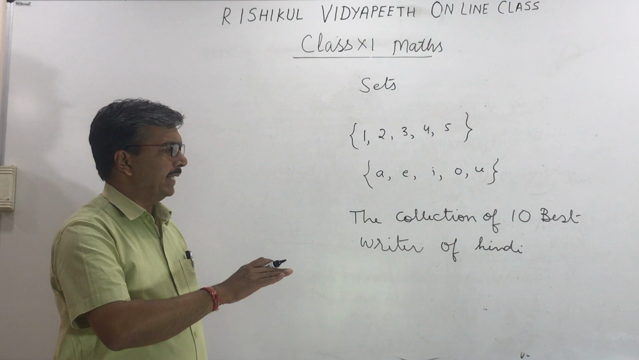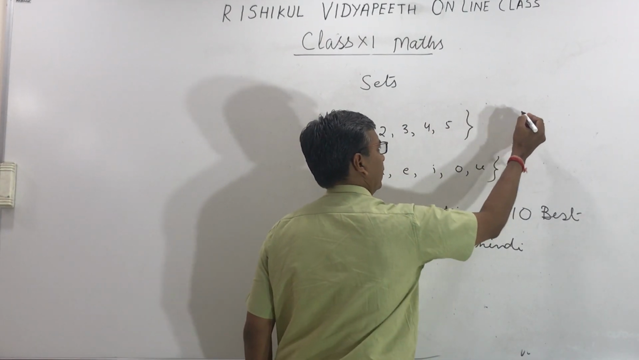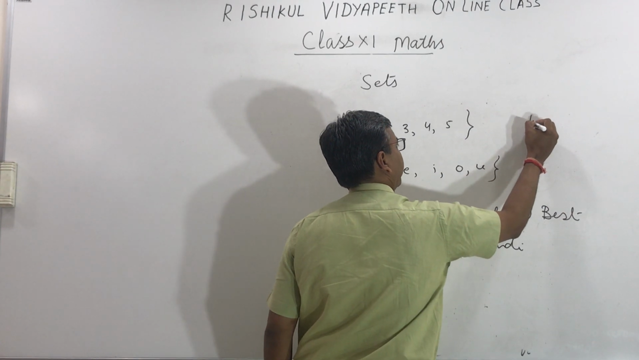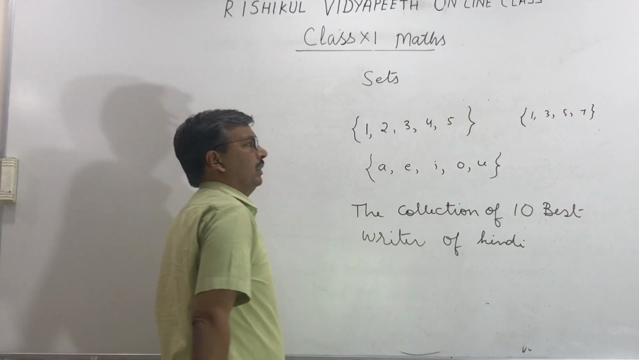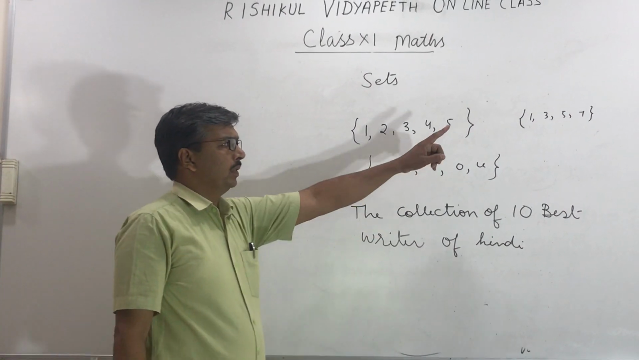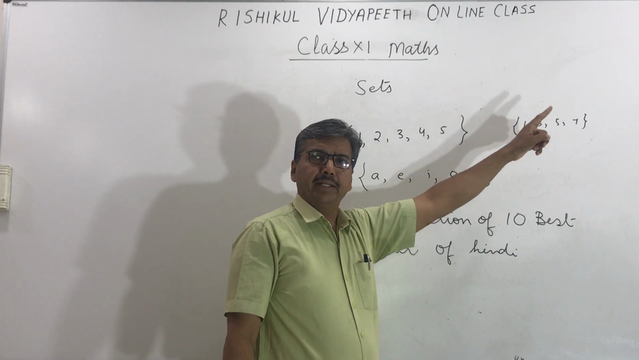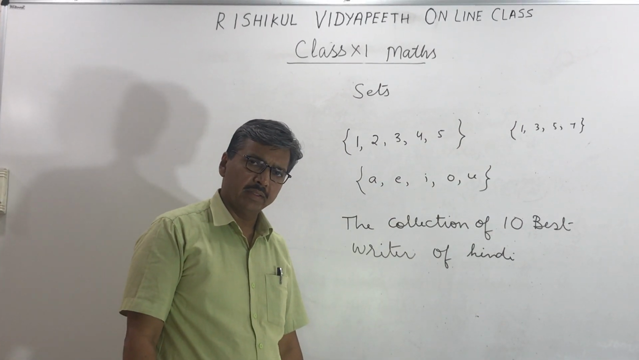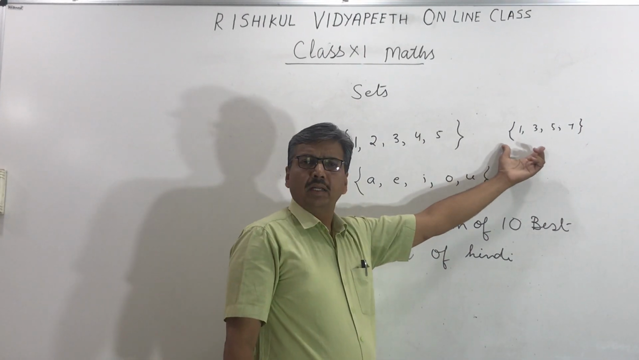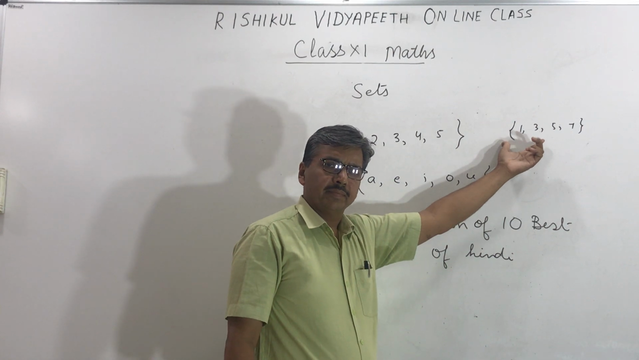Okay, we can take so many examples. If I write 1, 3, 5, 7, this is a collection of odd numbers less than or equal to 7. And this is a well-defined collection, therefore this is a set.